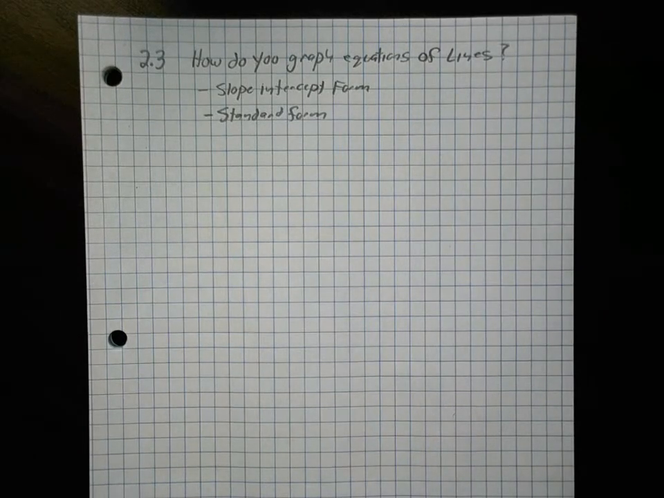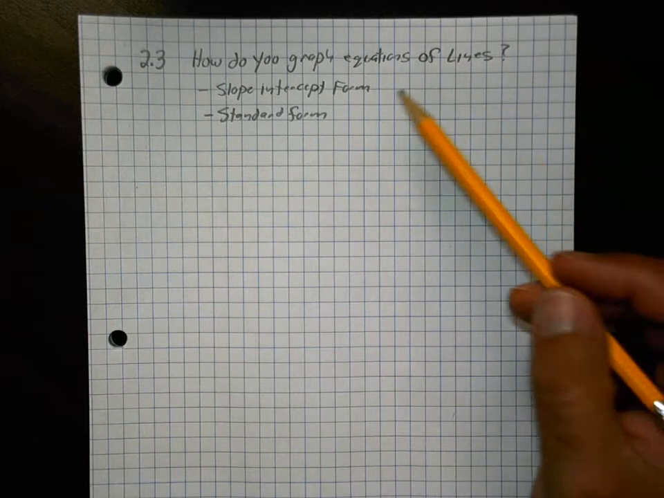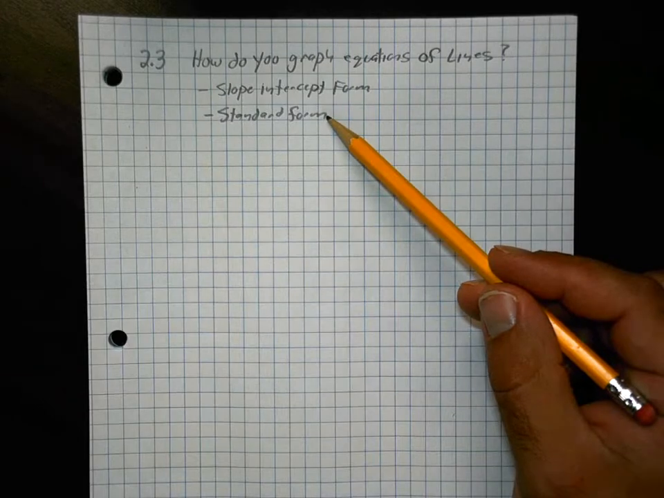Okay, today's section is section 2.3. How do you graph equations of lines? So in this section we're going to look at graphing equations of lines that are in slope-intercept form and ones that are in standard form.